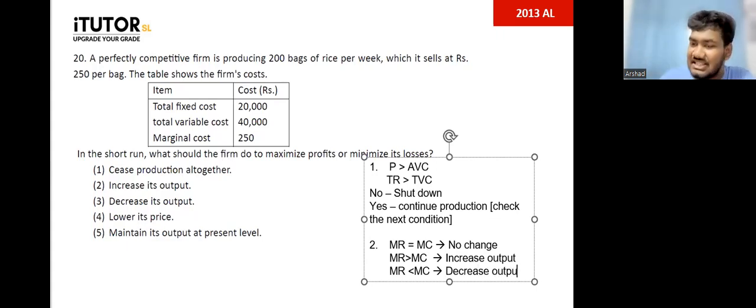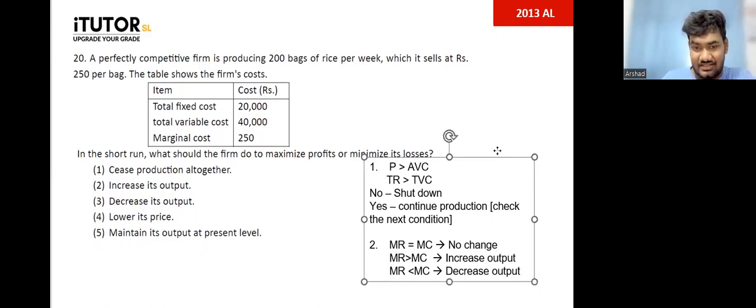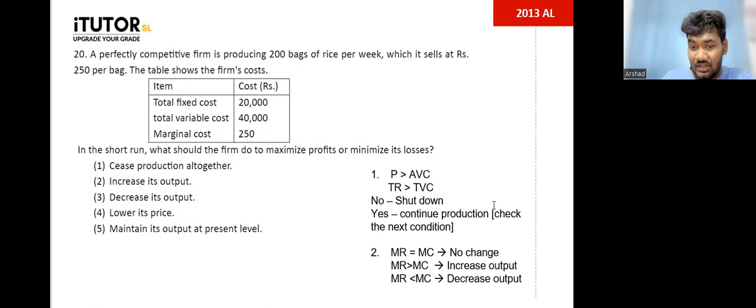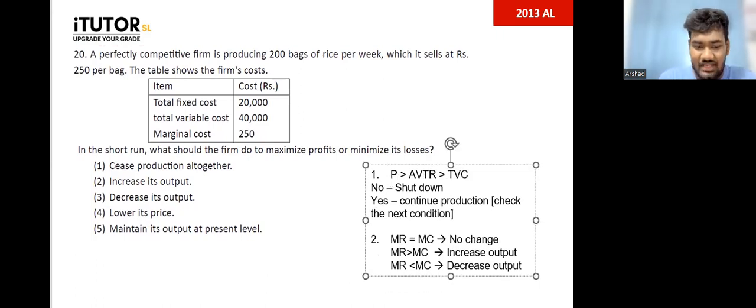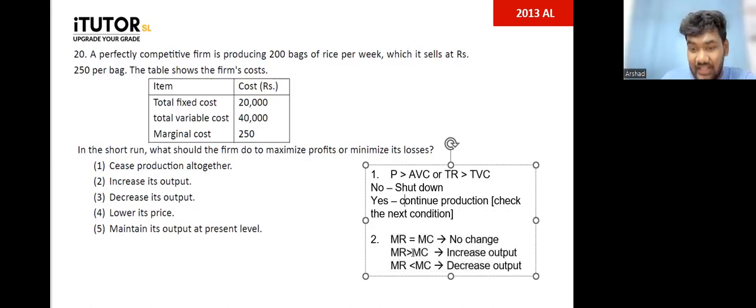So these are the conditions that you have to check. These are very common questions, guys. That's why, since it's the first question we are doing, I put all the conditions. So when you get a question like this, first check if the price is greater than the average variable cost. If they have not given the price, they will at least give total revenue and total variable cost. Check if that is there. If no, then you have to shut down. Don't even think about the second condition. If yes, then only you have to check the next condition.